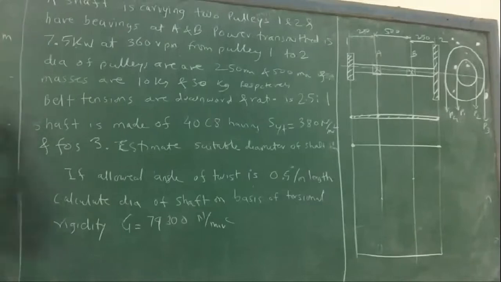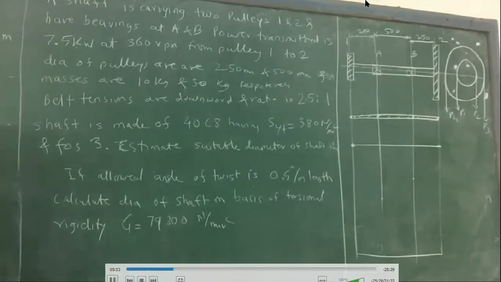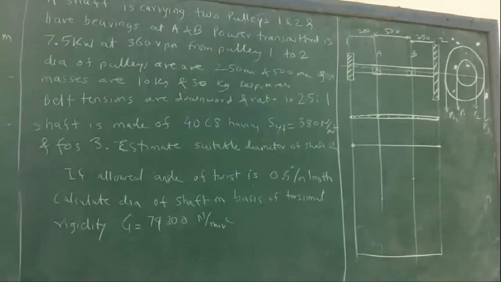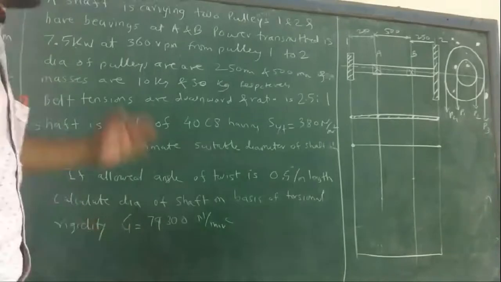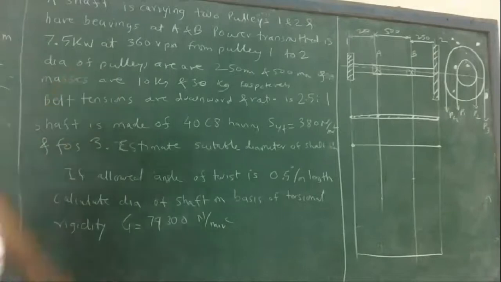The diameters of the pulleys are given: D1 is 250 and D2 is 500 millimeters. The masses are also given. M1 is 10 kg and M2 is 30 kg. These are masses, not weights, so we have to calculate the weight for the calculation of the bending moment. We'll see how to calculate that.